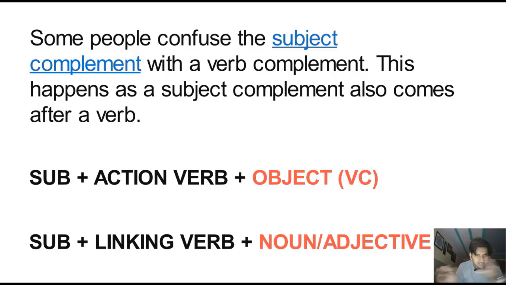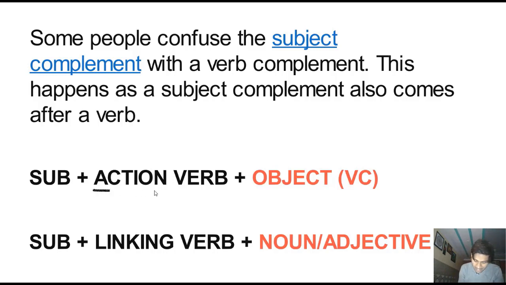A linking verb links the subject to its complement. So after a linking verb, you have a subject complement in form of a noun, noun phrase, noun clause, right? Or an adjective, adjective phrase. So a subject complement either renames the subject, gives the subject a new name, or modifies it, gives information about it. A verb complement is an object that comes after an action verb that receives the action. All right, so there is a difference.